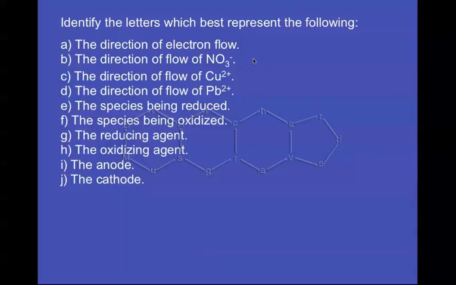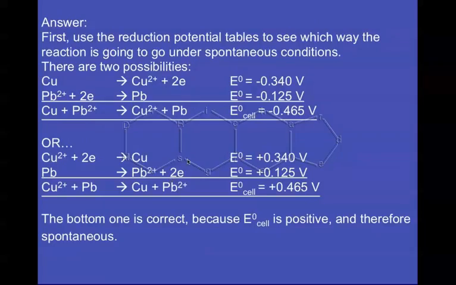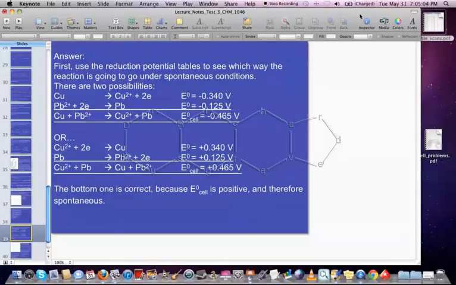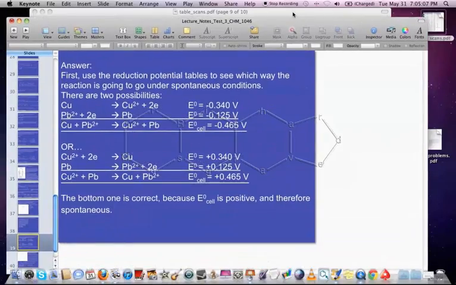As well as the direction of electron flow, you're also going to figure out direction of flow of nitrate, direction of flow of the positive ions, species being reduced and oxidized, reducing agent, oxidizing agent, anode and cathode. All of that can be determined from our cell diagram. Well, the first thing we've got to do is get an appreciation for what's going on with the half reactions. Now we know that the copper is going to have something to do with the copper 2+, and we're going to need to hunt down some values on our reduction potential table.